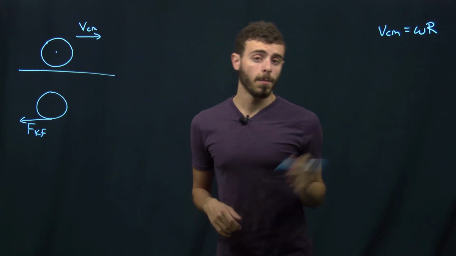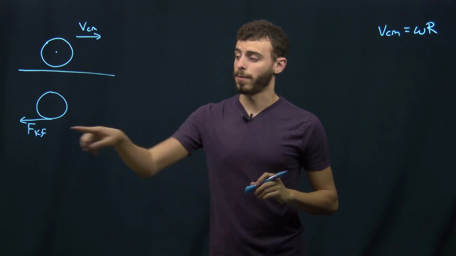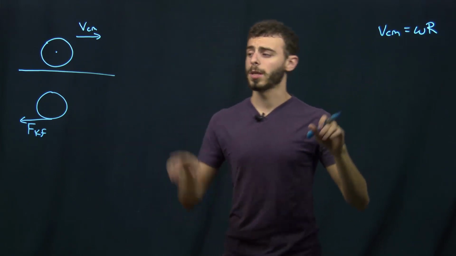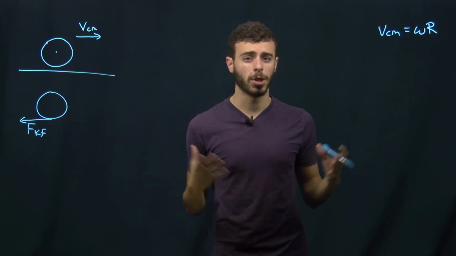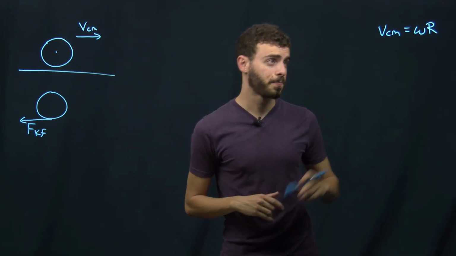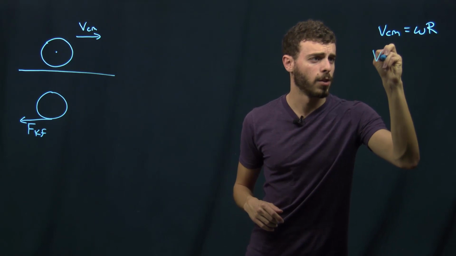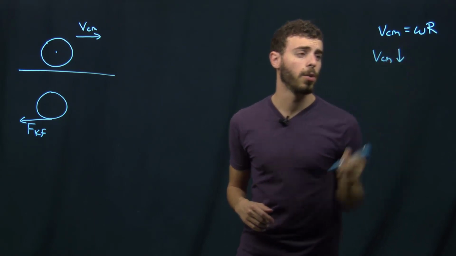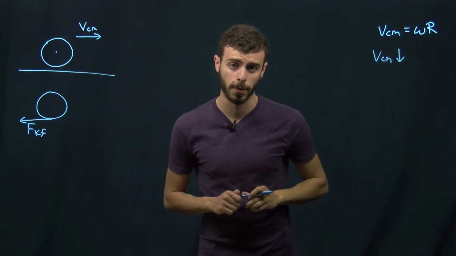So for our linear motion, we have a good idea of what this force will do, right? The force opposes the motion, so it's just going to give us some negative acceleration, which is to say our center of mass velocity is going to be decreasing due to this frictional force.